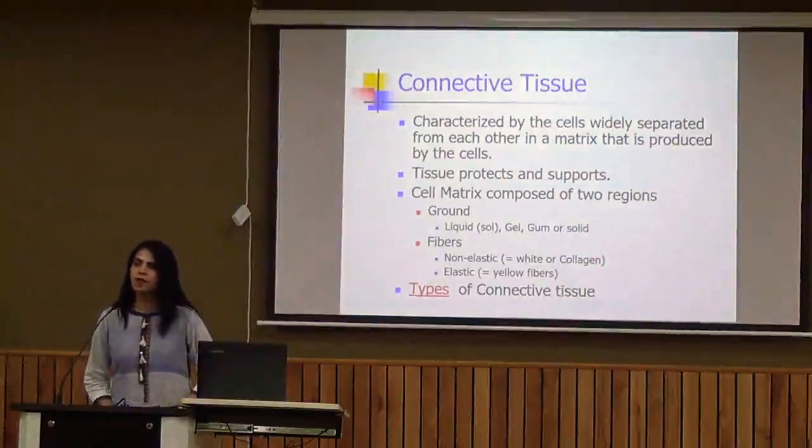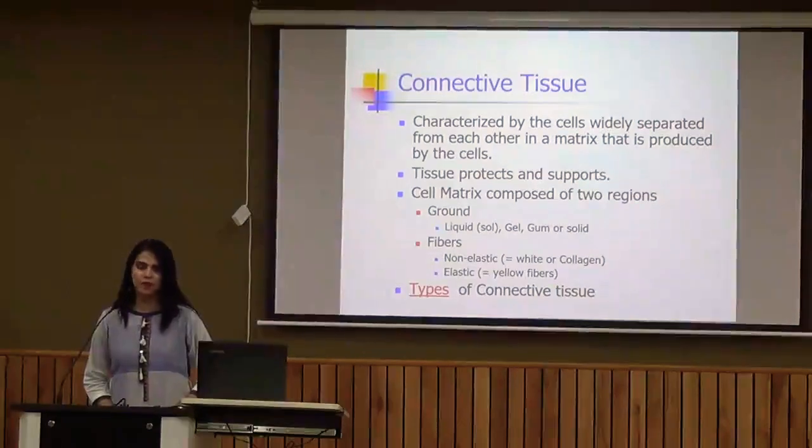The next category of animal tissue is connective tissue. Connective tissues are characterized by cells which are widely separated from each other in a matrix that is produced by the cells. These tissues protect, support, and also help in the transportation of material. The cell matrix is composed of two regions: the ground, which might be liquid, gel, gum or solid, and the fibers. The fibers might be non-elastic, that is white or collagen, or elastic, that is yellow fiber.